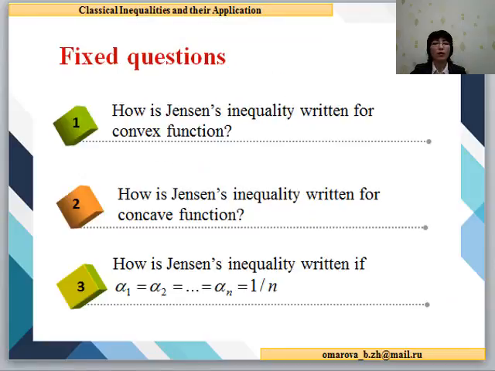Now, let's answer the following review questions. Write down the answers to the following questions and send them to me until the end of the lecture. Firstly, how is Jensen's inequality written for a convex function? Second question, how is Jensen's inequality written for a concave function? Third question, how is Jensen's inequality written if alpha 1, alpha 2, and so on, alpha n are equal to each other and equal to 1 over n?